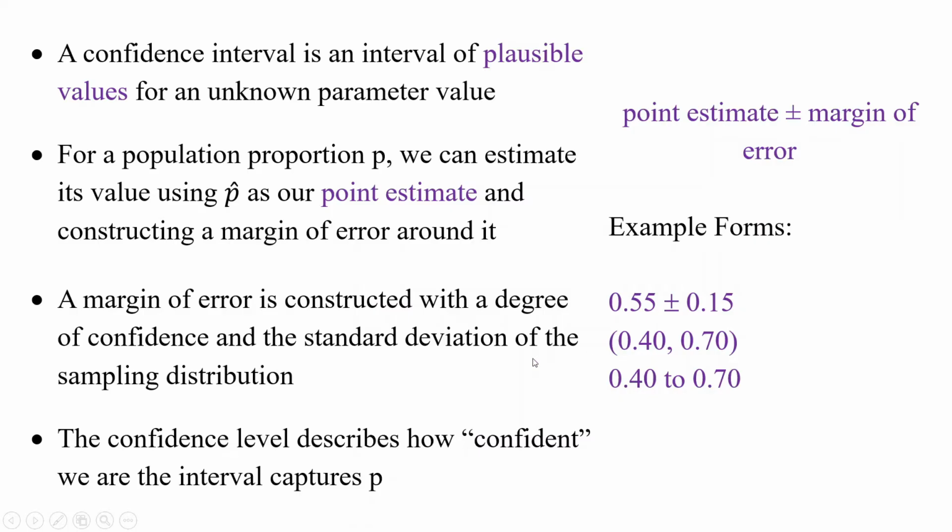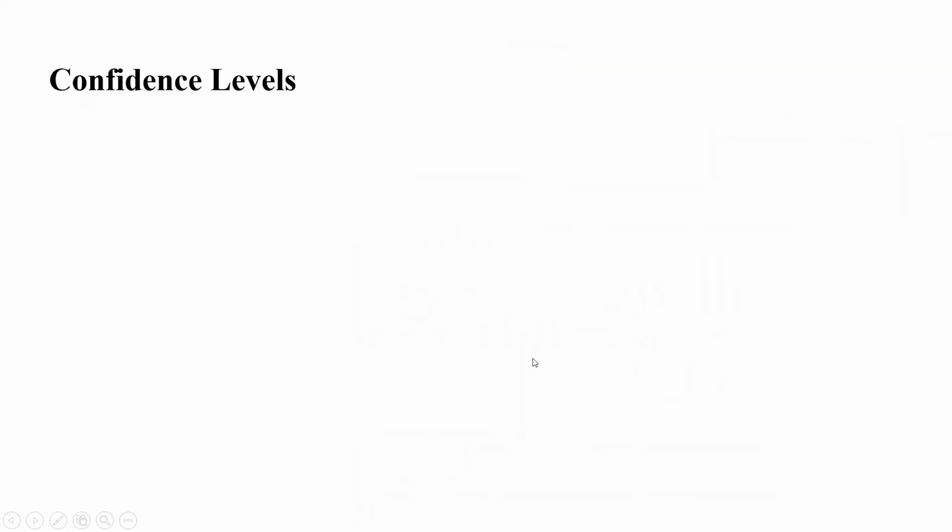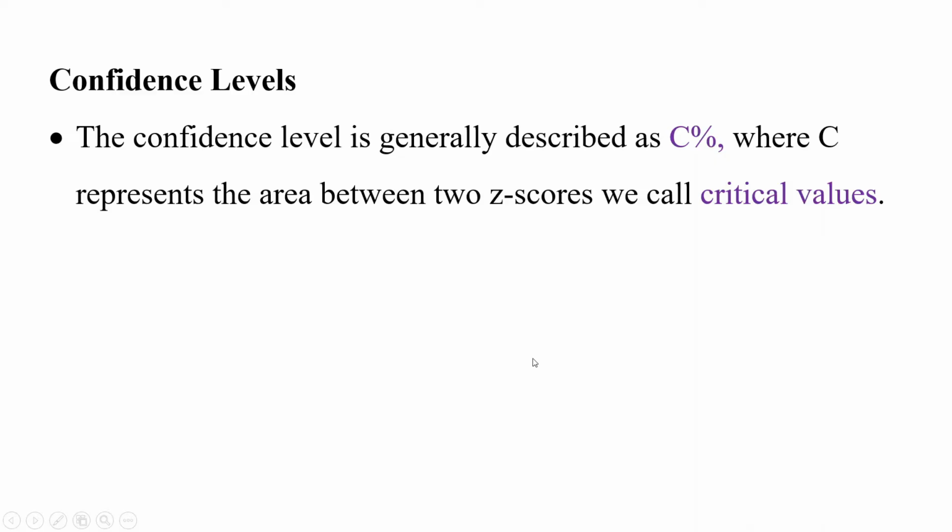So let's talk a little bit more about that confidence level. Okay? A confidence level is generally described as C%, where C represents the area between two z-scores we call critical values. So C, capital C, is going to be an actual number. It could be usually anywhere from 90 to 99. And that represents the percent, the area between two z-scores on the standard normal curve.